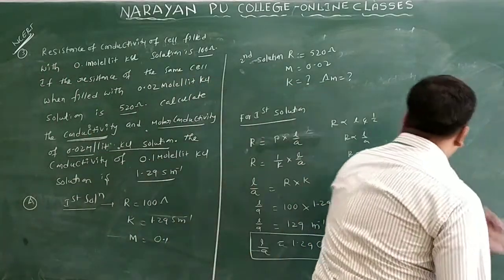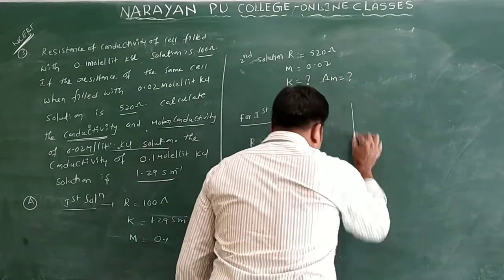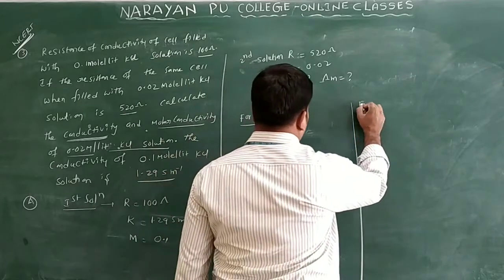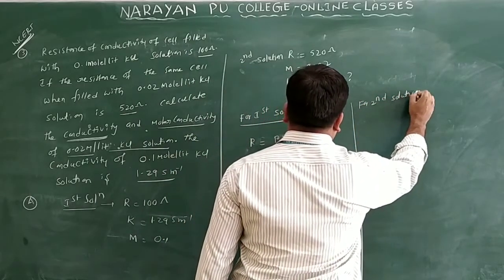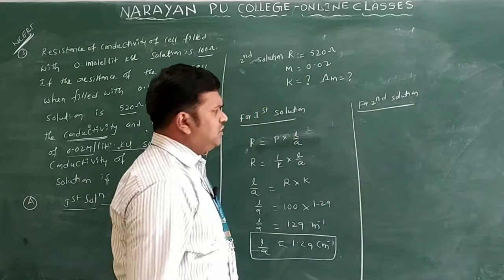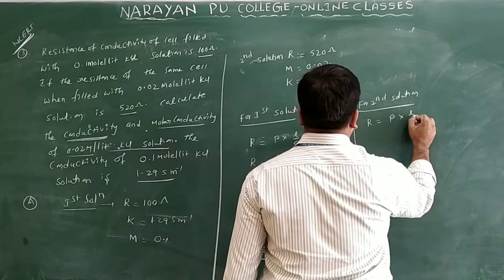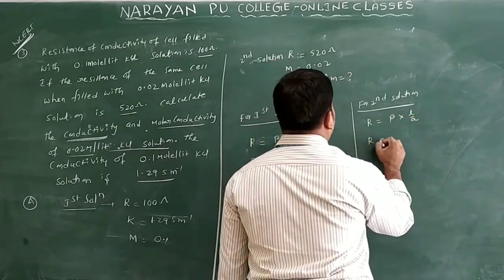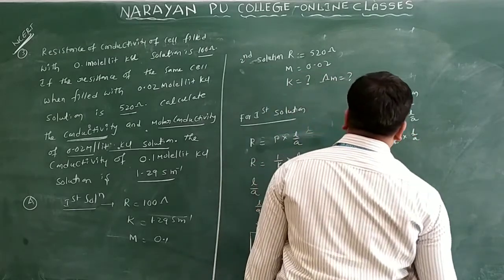So this is for which one? For the first solution only. Clear? Now, for the second solution, you can write the same expression. What will you get here? Rho R is equal to rho into L by A only. So from this you will write R is equal to 1 by K into L by A only.